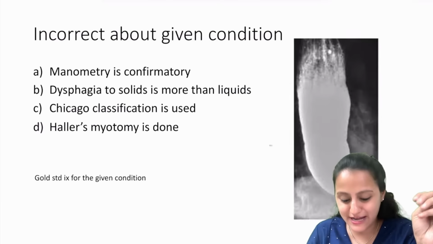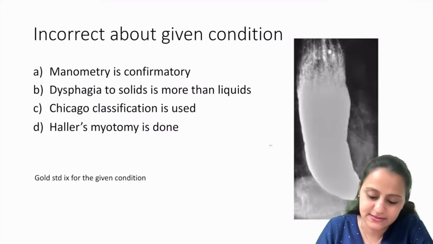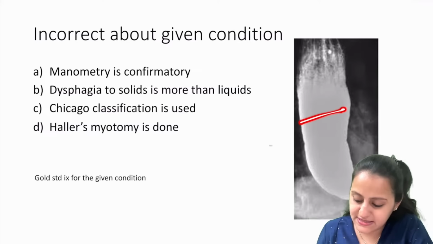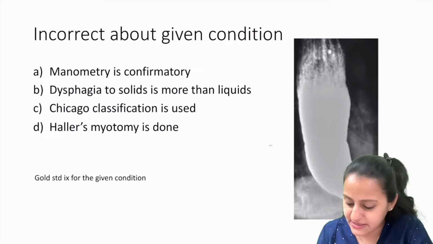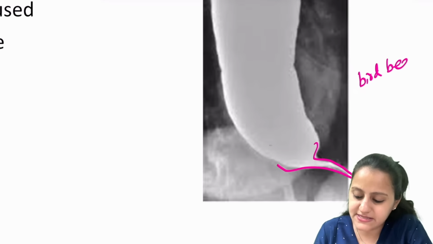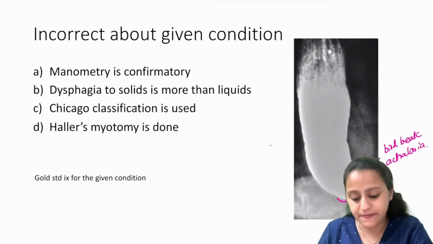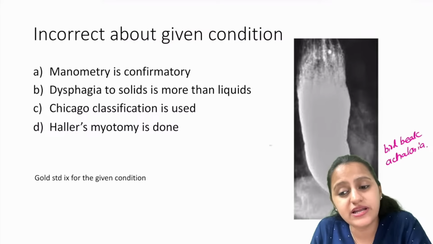Great. Going on to the next one, that is abdominal radiology. Very favorite for the exam. What is this? Dilated esophagus with the bird beak appearance, the narrowing of the LES. This is the bird beak appearance, narrowing of the LES. This is achalasia cardia. Dysphagia is more to solids or liquids?